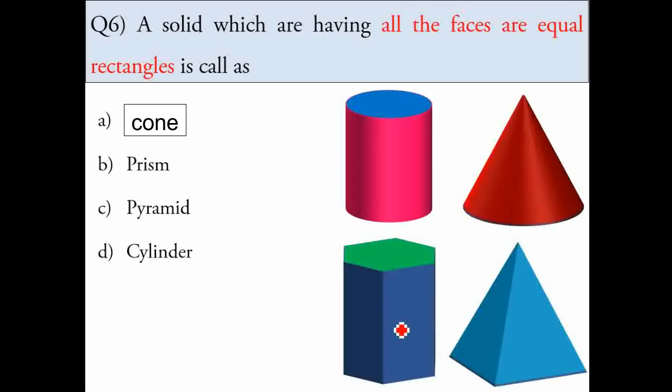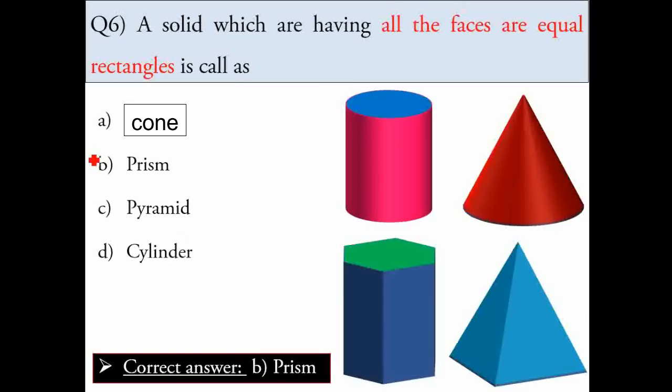Only in the prism are the vertical surfaces, as per the vertical position of the object, exactly rectangular in structure. But if you observe a pyramid, it has a triangular structure. In a cone, it is a completely curved structure. In the cylinder also, it is a completely curved surface. So as per the question, the correct answer is the second option, prism. In that only, all the faces are equal rectangles.